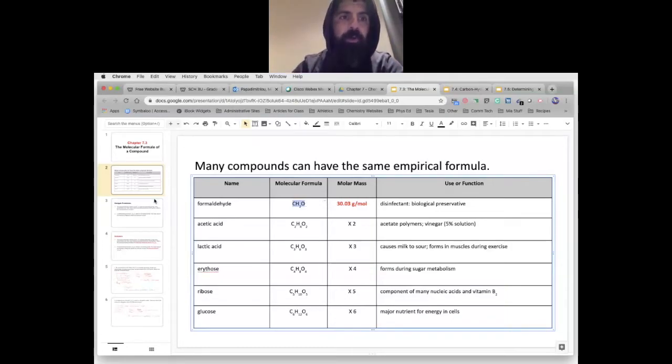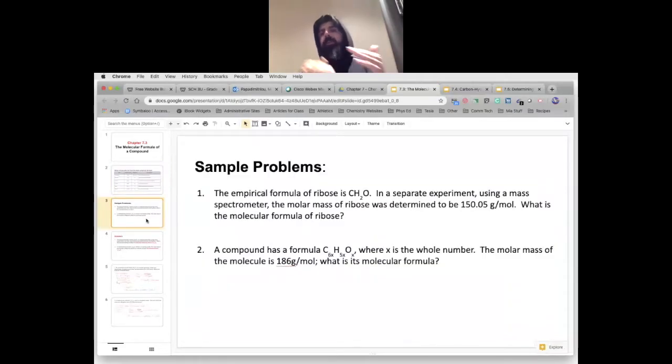Okay, so let's look at the sample problem here. And this without looking at, of course, that table that we just saw, because all the answers will be on that table. But here we go, 2 sample problems. The empirical formula of ribose is CH2O. In a separate experiment using a mass spectrometer, the molar mass of ribose was determined to be 150.05 grams per mole. What is the molecular formula of ribose?